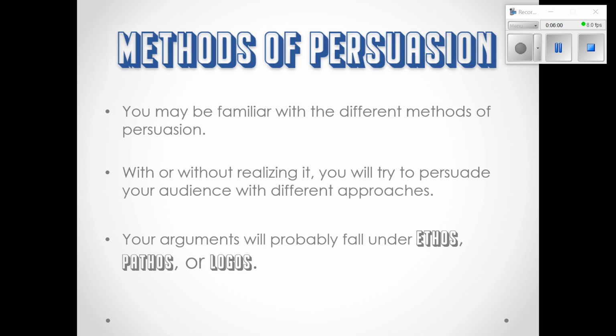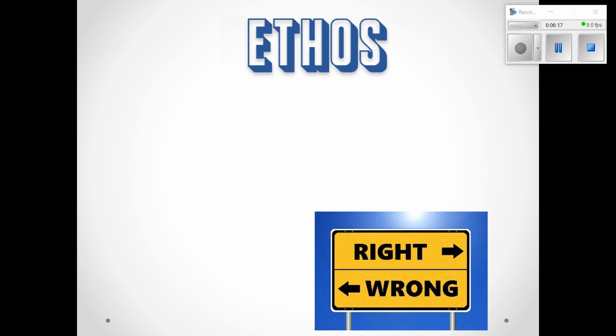Ethos, pathos, and logos are three types of persuasion methods that we see in advertisement all the time, and also in our essays and our academic papers. But we're going to talk about advertisements because that's a more fun way to look at it. Okay, so ethos, pathos, and logos, we're going to look at what those mean.